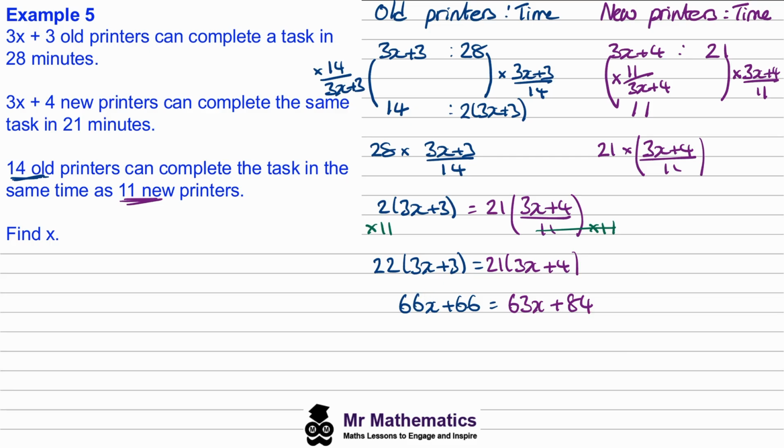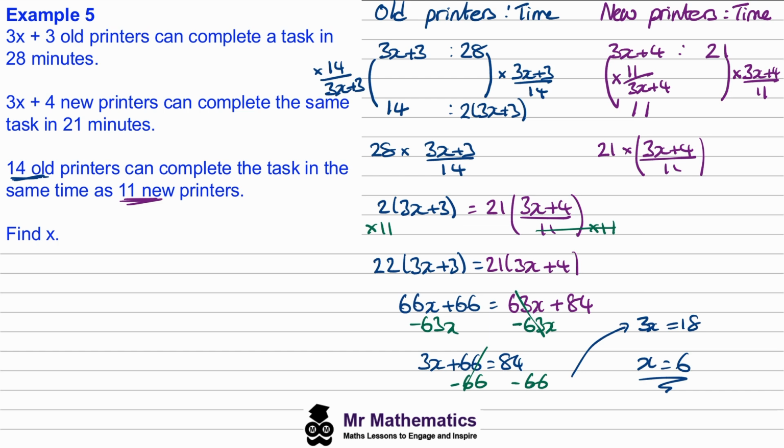Now because I've got more x's on this side, we'll take away the 63x on both sides. These will cancel. And we'll get 3x plus 66 is equal to 84. We'll move these over to here. So 3x will equal 18. And then we'll divide both sides by 3 and x will equal 6. Okay? How did you get on with that?